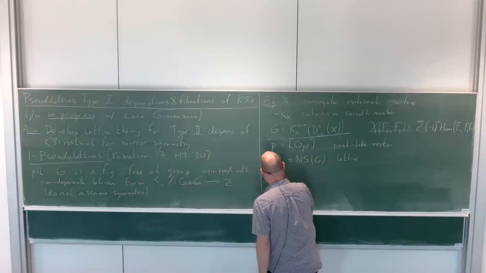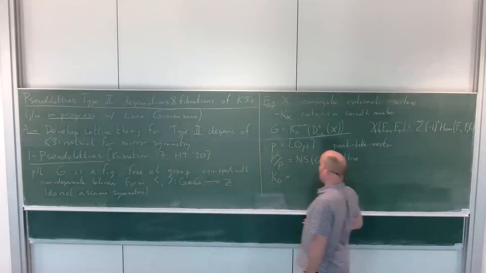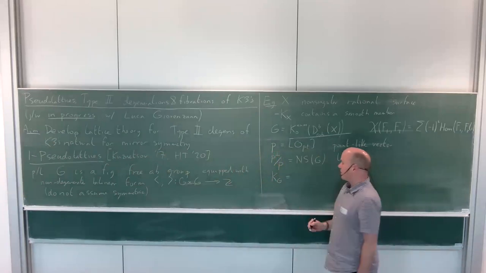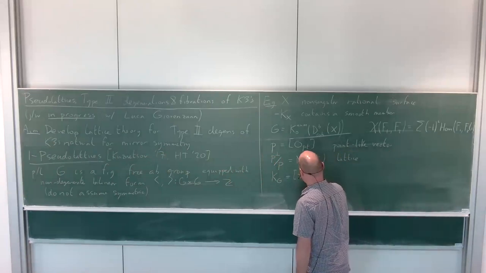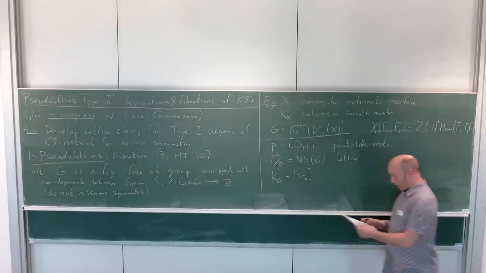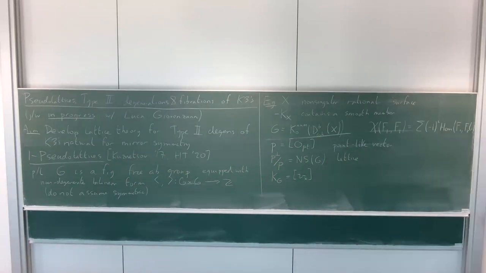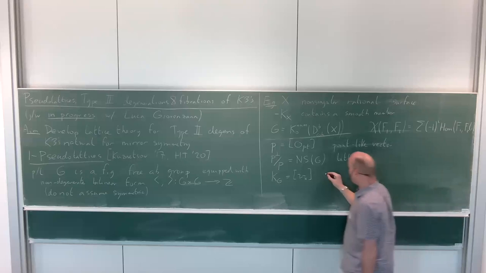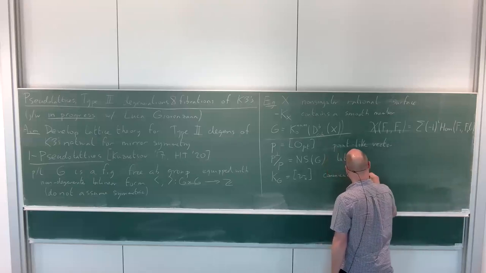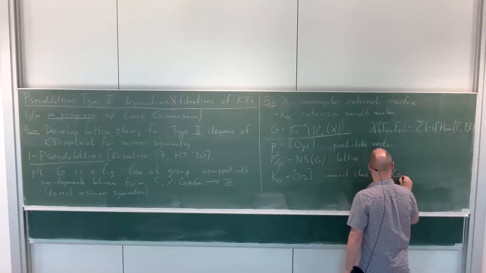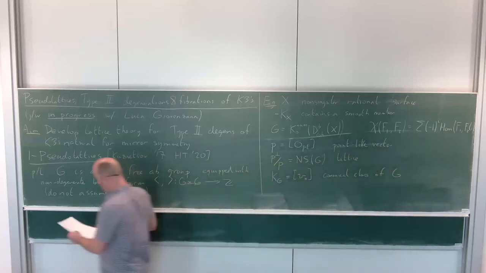I can also define KG. Again, this can be defined purely algebraically in terms of the pseudolattices, but we can think of it as the class of the canonical bundle of X. And this is called the canonical class of G. So these are things we do.